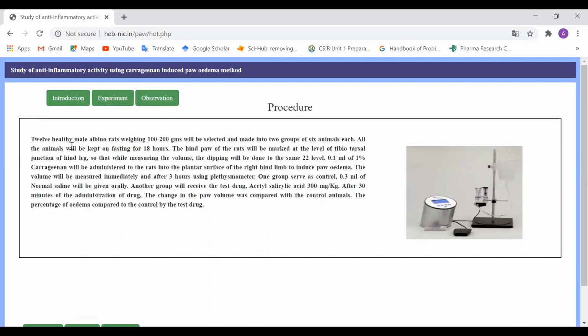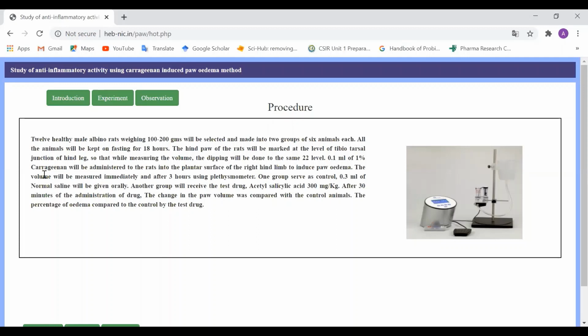In the procedure, 12 healthy male albino rats weighing 100 to 200 grams are selected, and we will distribute them into two sets containing 6 animals each. All the animals will be kept on fasting for 18 hours to prevent any pharmacodynamic or pharmacokinetic alteration to the drug to be tested. The hind paw is used to produce the edema using carrageenan.